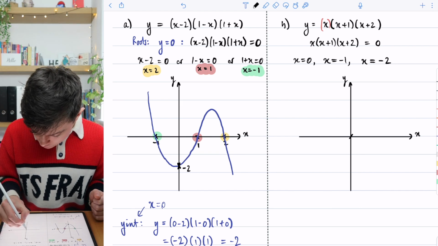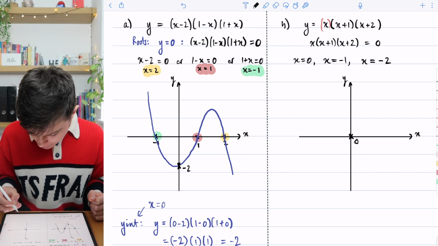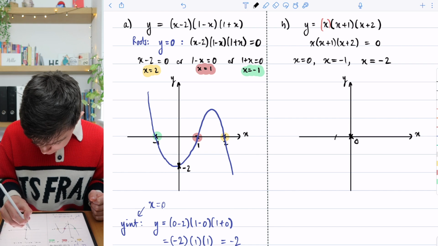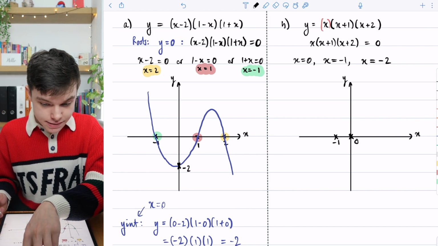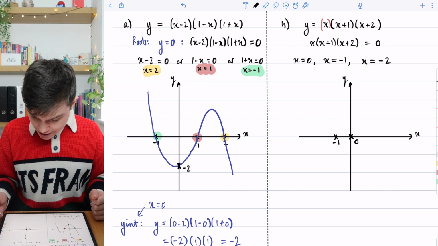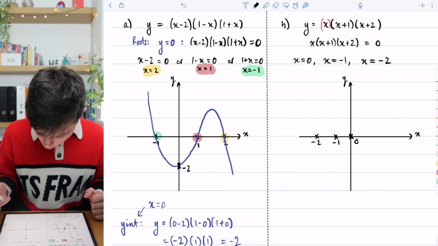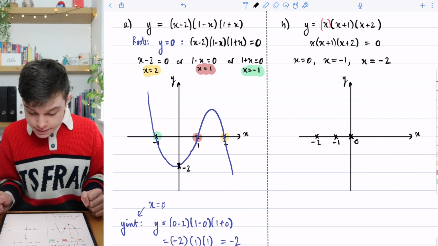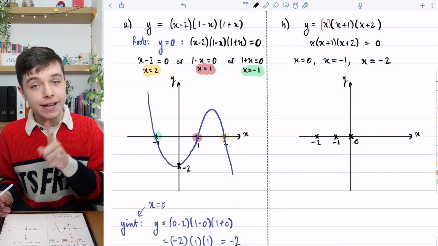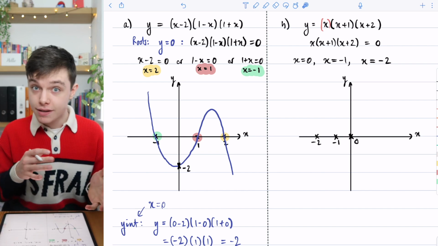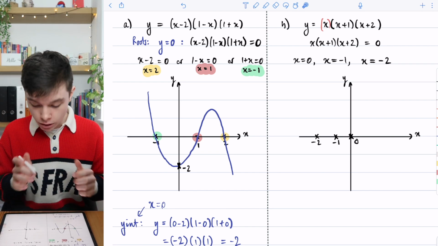So one root, the first one, is at 0. The next one is at minus 1. And the next one, I'm just checking whether this is correct. Yes, it is. The next one is at minus 2. Okay, so it's going to look something like that. Then we need to think, have we got a positive or negative cubic? Well, we need to think, is a greater than 0 or less than 0?